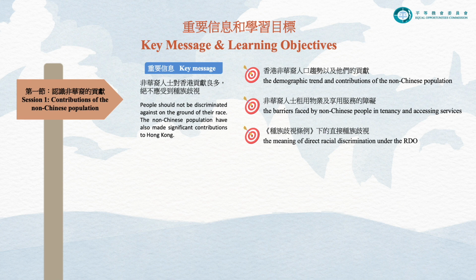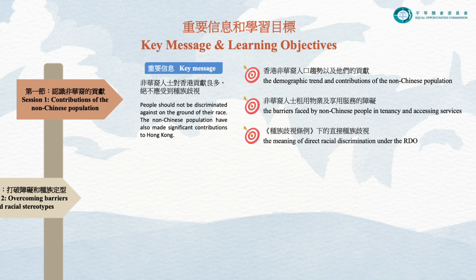The first session aims to enable students to understand the demographic trend and contributions of the non-Chinese population through the introductory activity and an online game. By watching the tutorial video, students would be able to understand the barriers and direct racial discrimination faced by non-Chinese people in tenancy and accessing services.